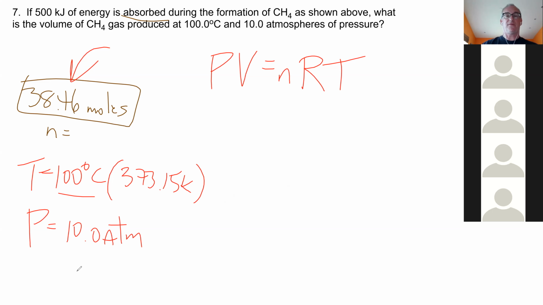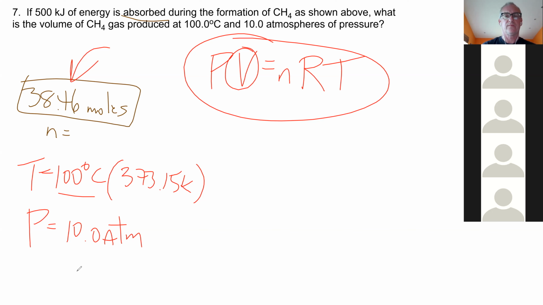So I want to solve for V. Well, for R we just look it up. Let's set up our equation first. I want to solve for volume. So how am I going to set up my gas law equation? Move V to the other side, divide both sides by P. Then I'll wind up with V equals n, which is 38.46 moles, times R.